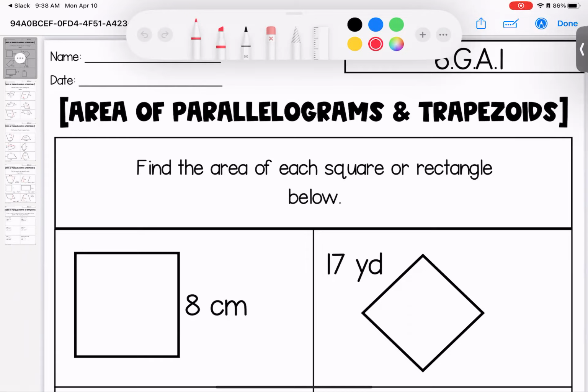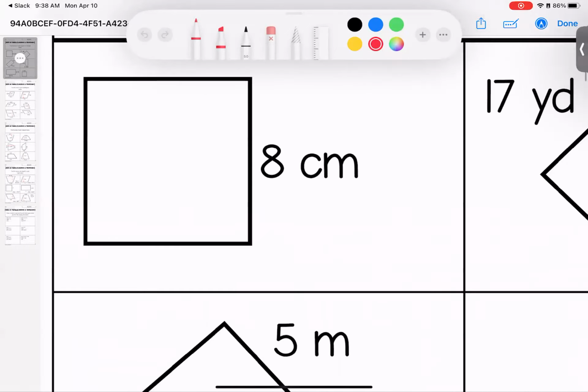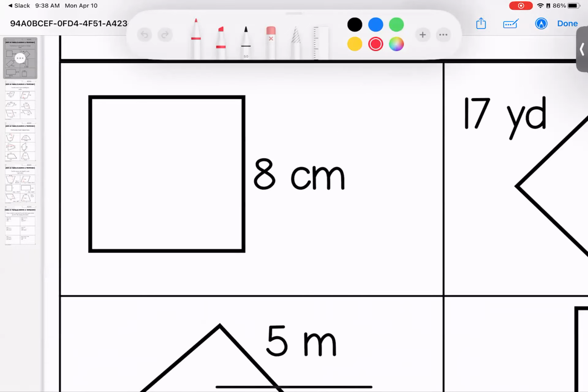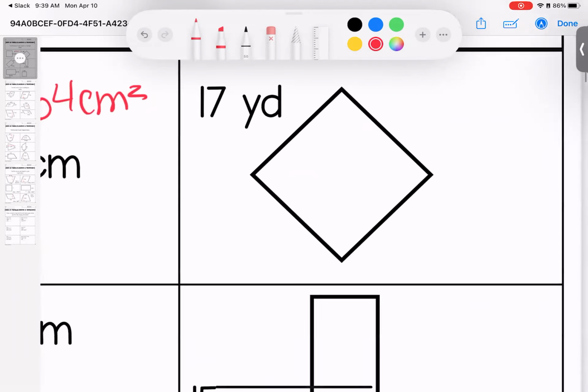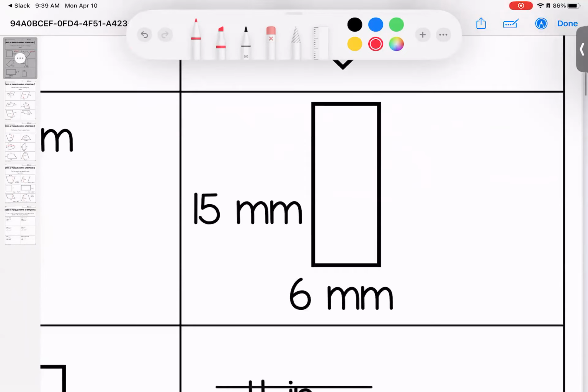Now, our first page is a little bit of a throwback, but I wanted you to remember how we found our area of squares and rectangles. So for the square, area equals length times width, or we could do side squared. 8 times 8 is 64 centimeters squared. Over here, 17 yards, which would be 17 times 17, which gives you 289 yards squared.